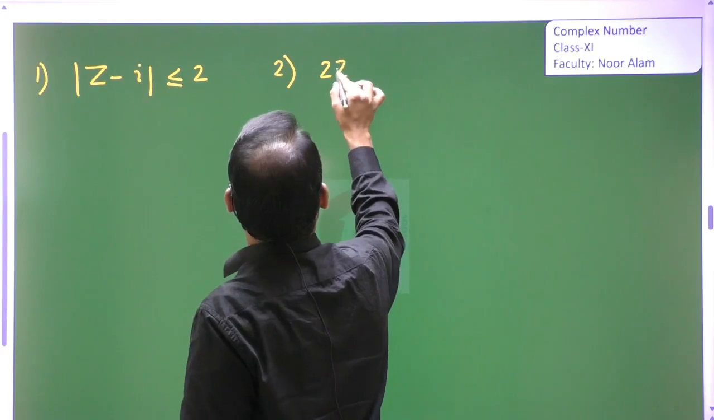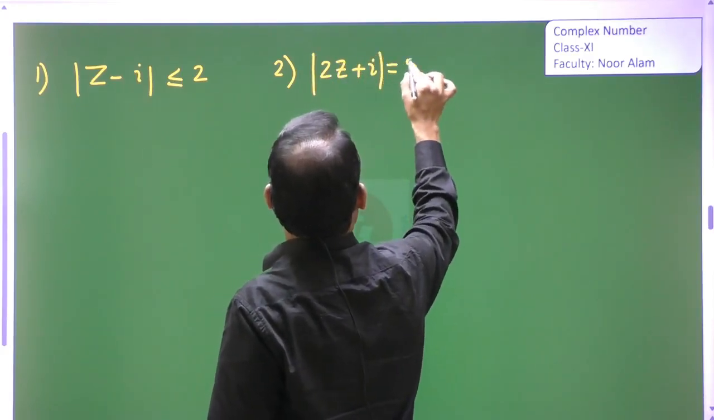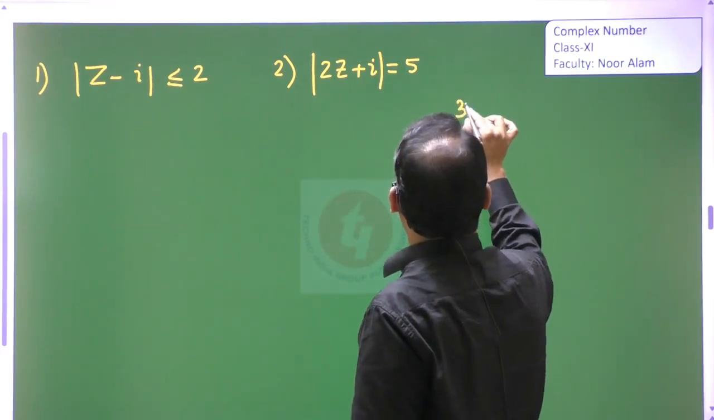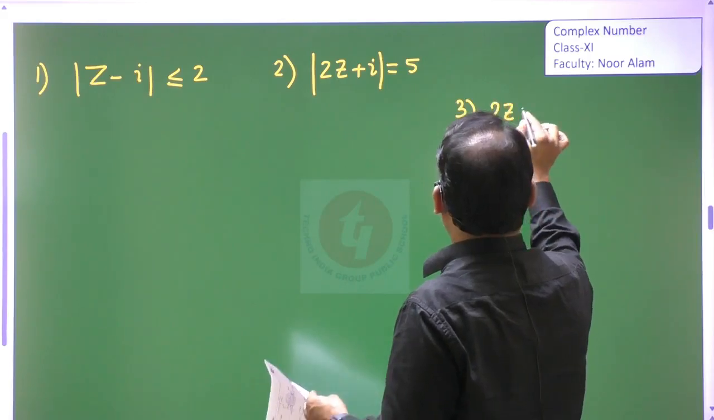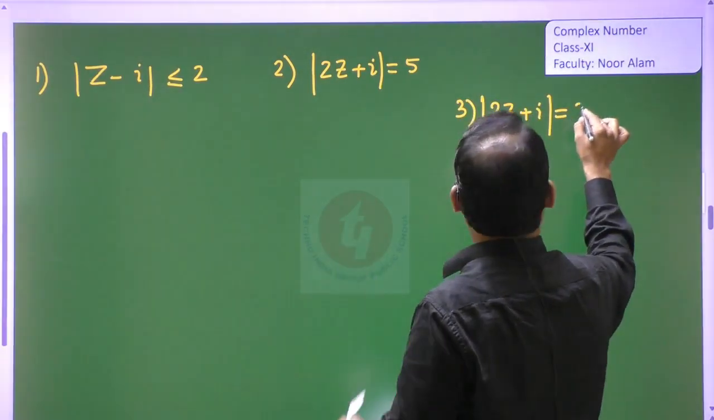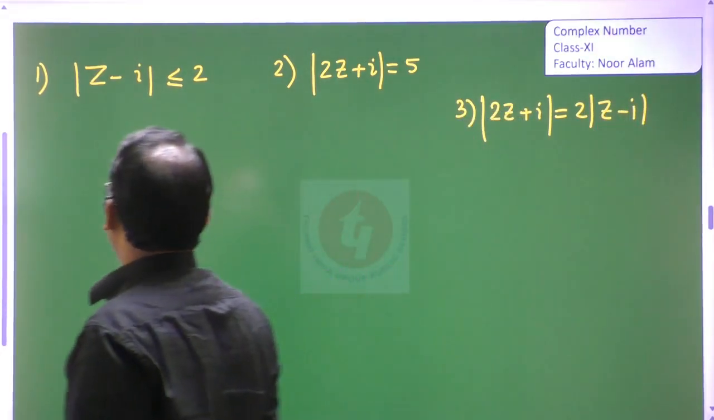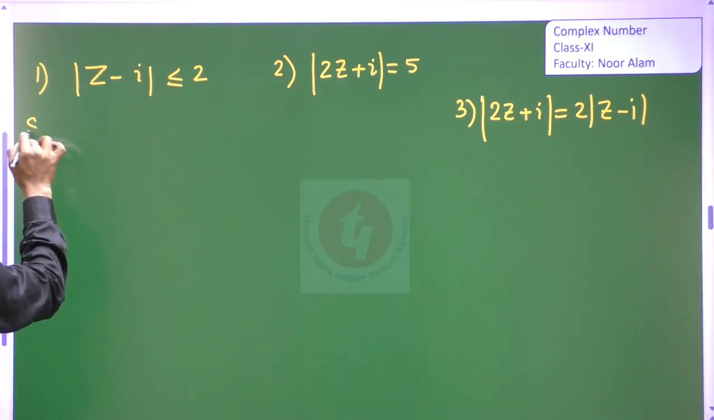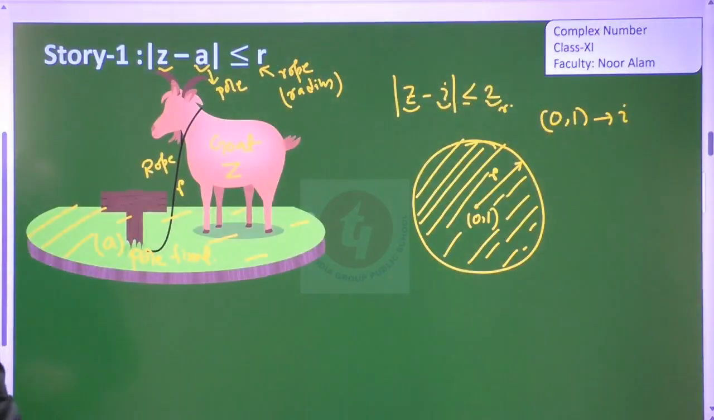Second question: mod of 2z plus iota is equal to 5. What does it indicate? And the third question is: mod of 2z plus iota is equal to 2 times mod of z minus iota. What does it indicate? Okay, now, first of all, it is similar to our given result, this one.